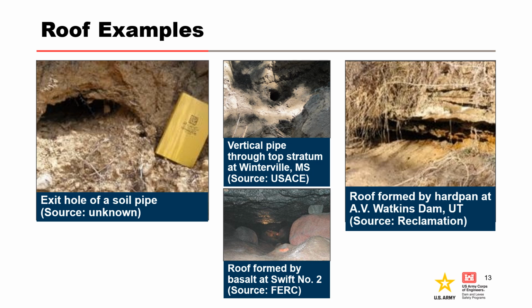The sudden high uplift pressures on the base of the basalt provided uplift below the embankment. Collapse and fracturing of the basalt foundation led to increased flow and eventually breach of Swift No. 2. On the right, hard pan layers shown in the overhang formed the roof at A.V. Watkins Dam. Fine sand was piped and deposited in the south drain.